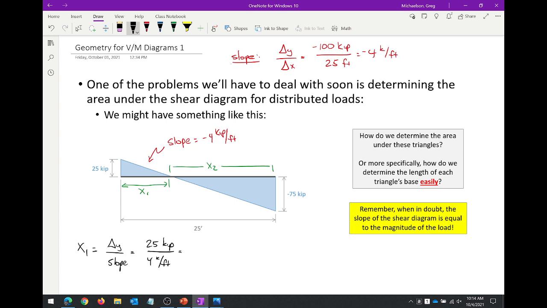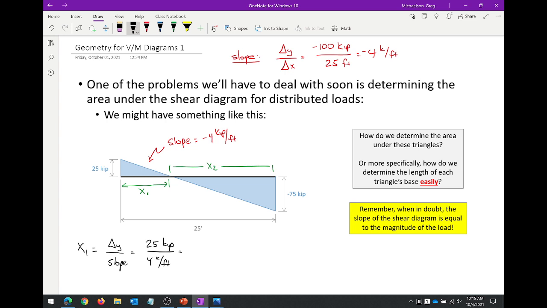That's a great question. When I was determining the slope of this line, I wanted to know, okay, the entire length is 25. What's the entire change in y? From 25 to -75. That's 100. That's a fair question. Keep in mind, though, we're not going to have to do that when we draw shear diagrams because we're going to know what that slope is. All right. What's 25 over 4?